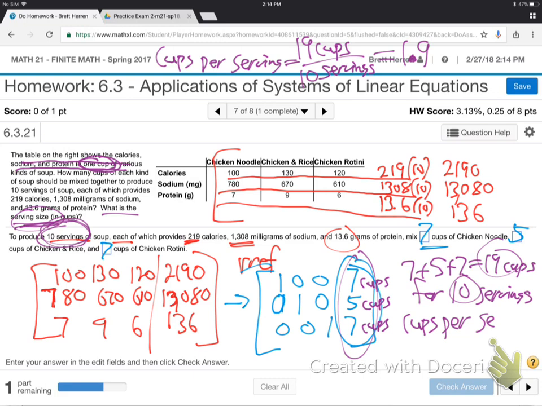Let's go make sure that answer's right. Are we all good with that? Any questions I can answer on that one?